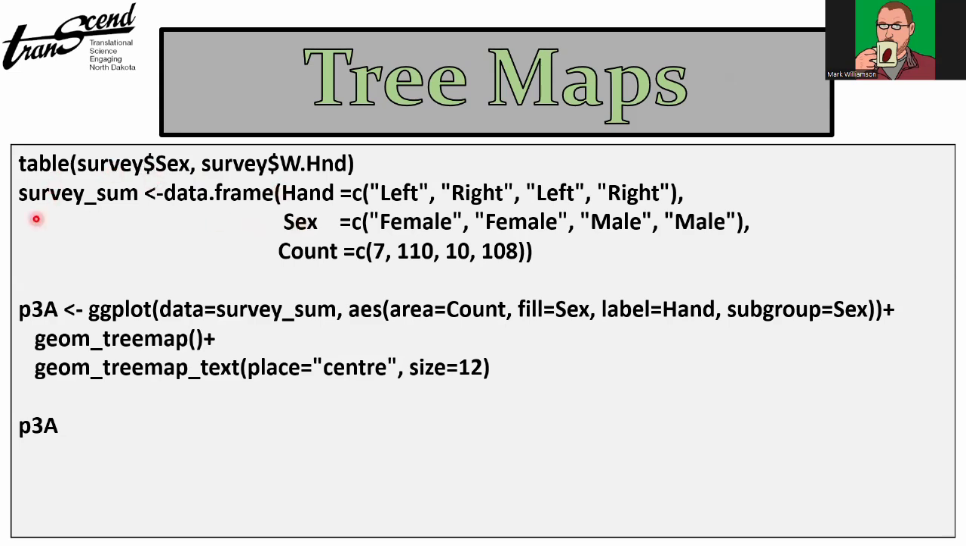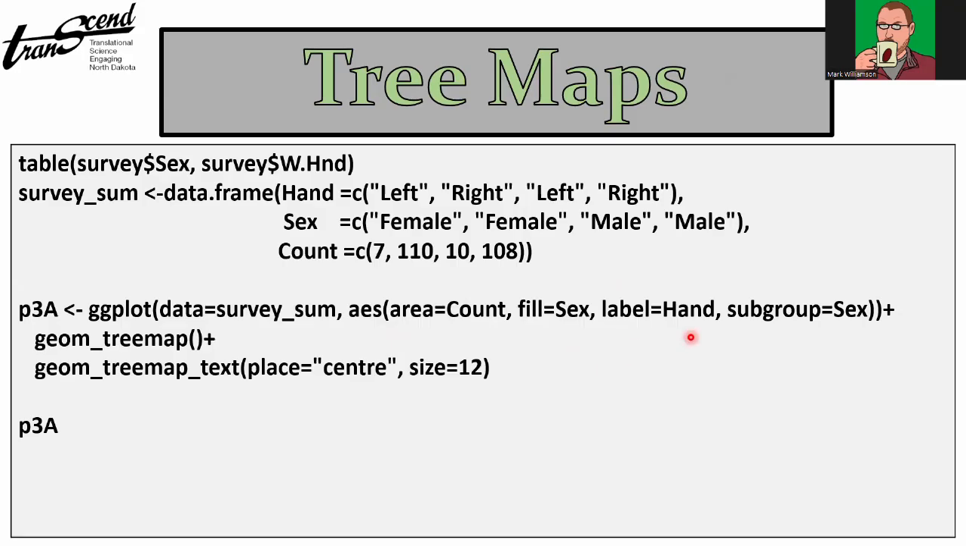So I'm going to create a survey sum, and really I just looked at the table and set this up so that we have left and right-handed, female and male sex, and then the count of those individuals with left or right-handed and then by sex. So then I have this simple data set, survey sum. I can use that in ggplot. And for area, I want count.